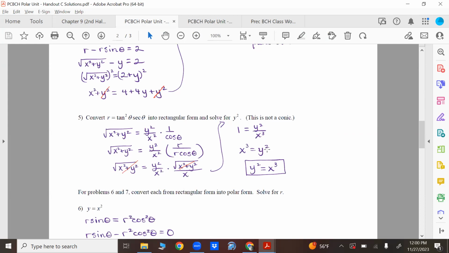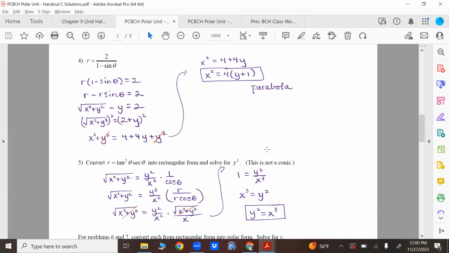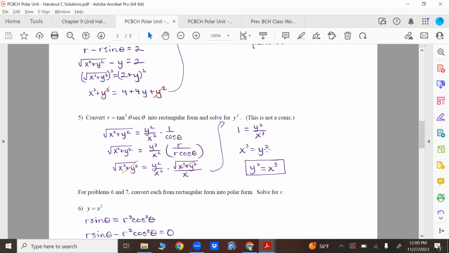Then here we're going the other way around, going to, actually, never mind. It's still converting a polar equation to rectangular form and solving for y squared. So just kind of a funny one. It's not a conic. It's kind of a weird graph.